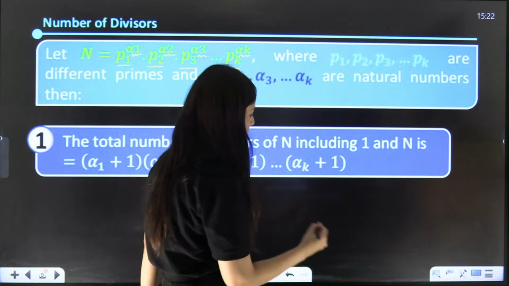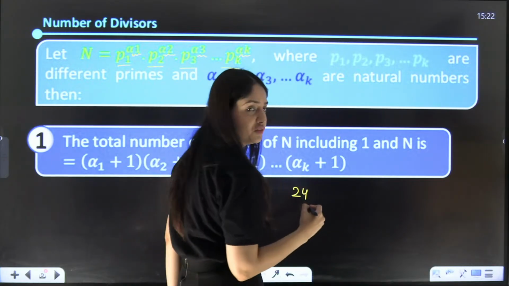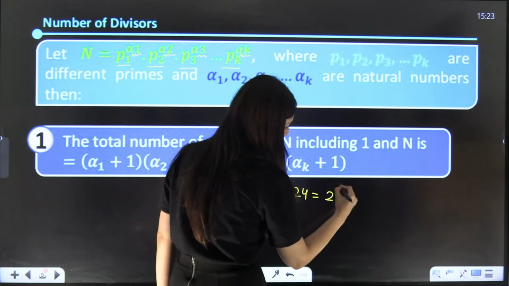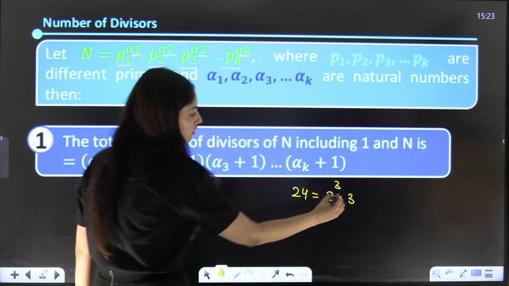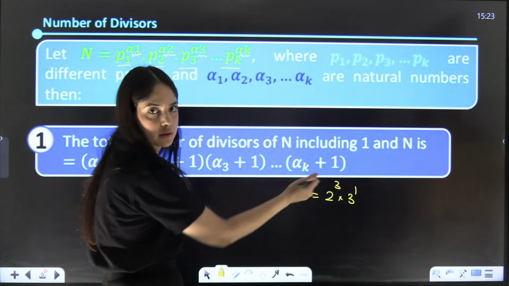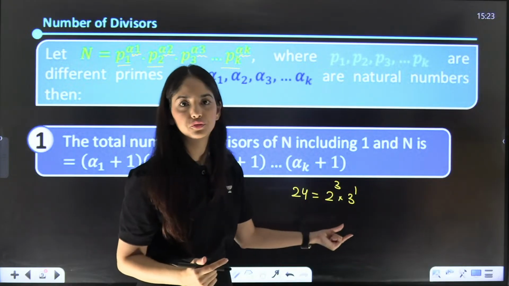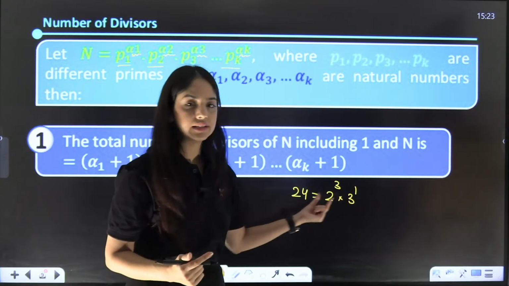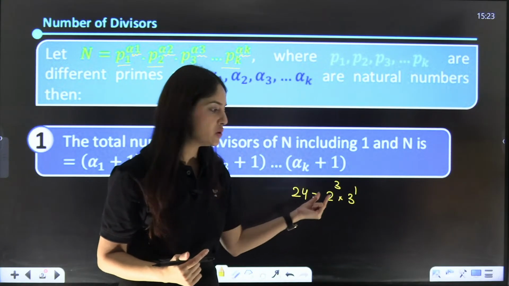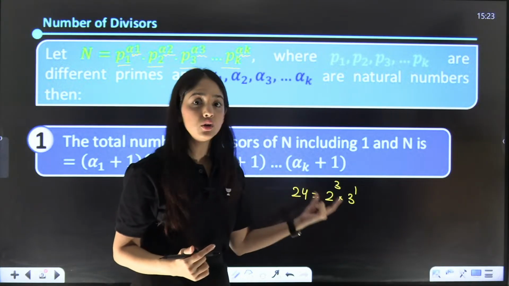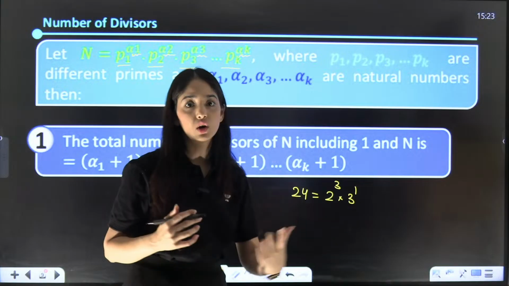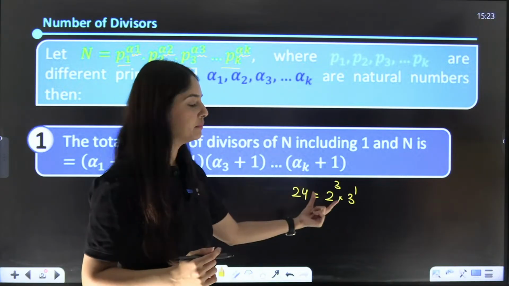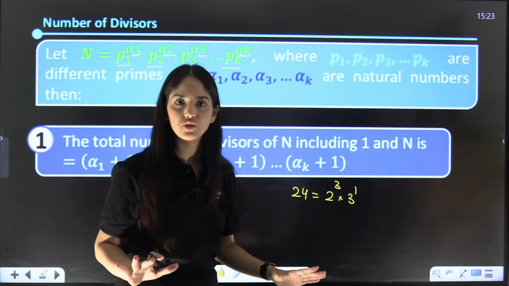For example, if we are doing it for 24, then it will be 2 raised to power 3 into 3, which means the exponent for 3, the power of 3, is 1. So they are all distinct prime numbers. P1 is 2, P2 is 3. We're not going to write 4 or 8, 6, any such number because they are composite. We have to write the prime numbers. That is how we write any number's prime factorization.